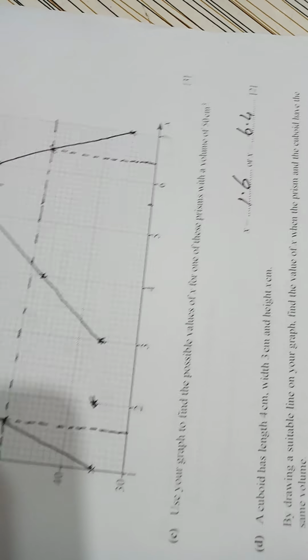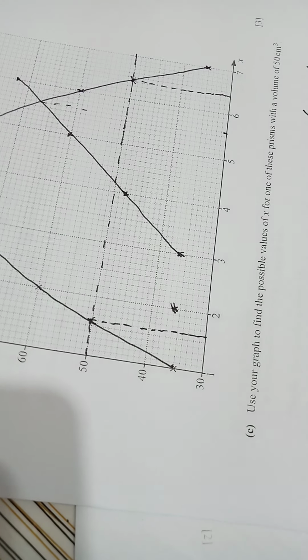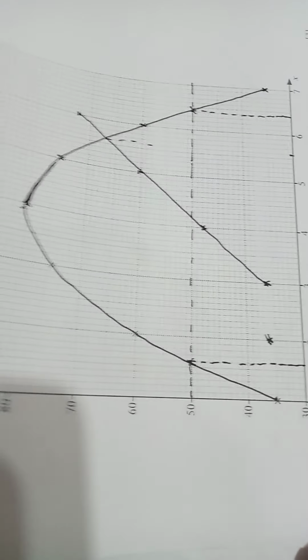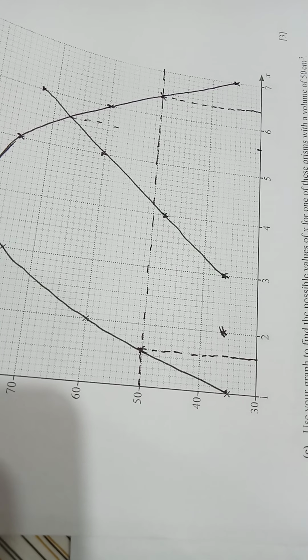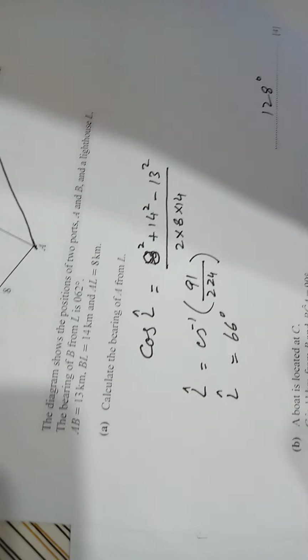This is the next part of the question, which is the third part. Sorry, the arrangement is bad.